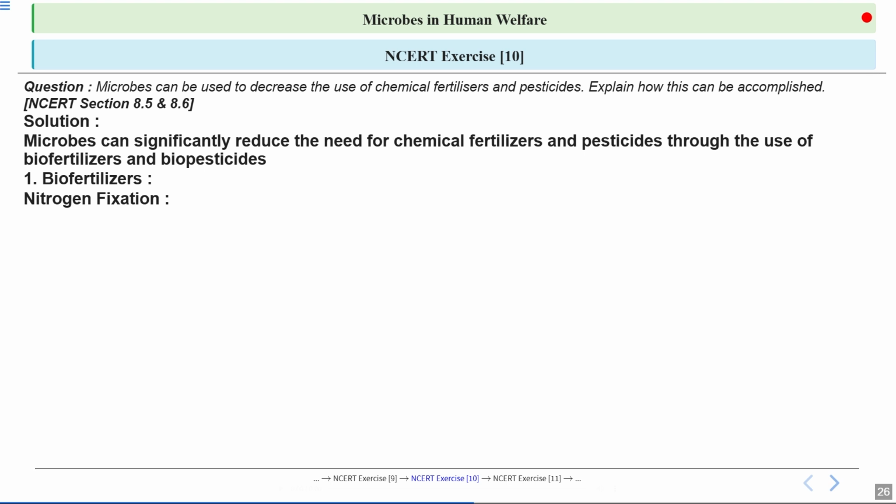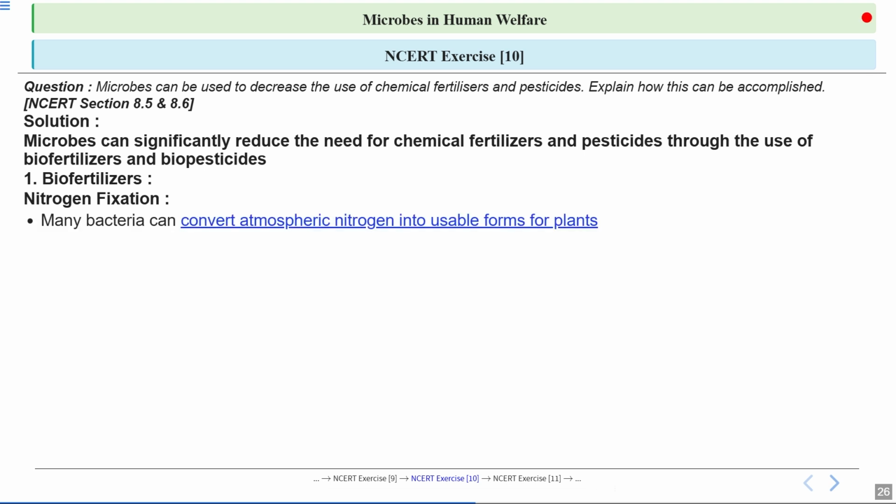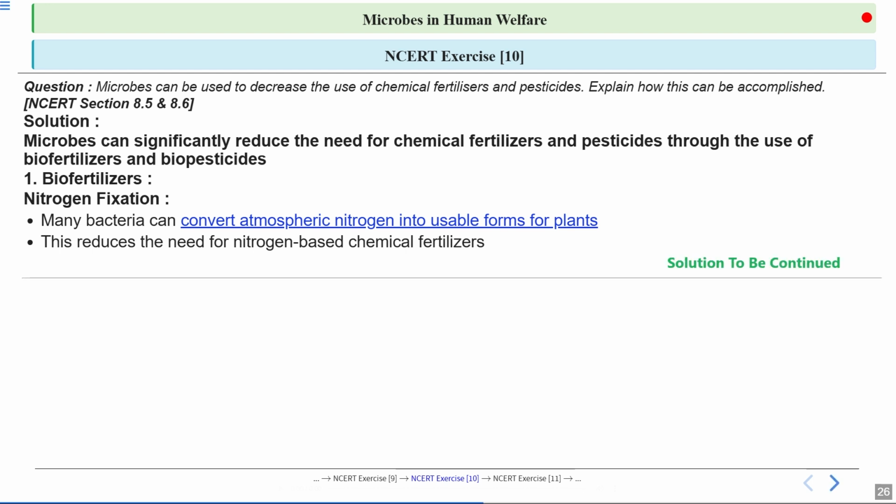These microorganisms can fix atmospheric nitrogen. What happens in nitrogen fixation? These bacteria can convert atmospheric nitrogen into forms that the plant can use. Clear? Many bacteria can convert atmospheric nitrogen into usable forms for the plant. This reduces the need for nitrogen-based chemical fertilizers. These chemical fertilizers are non-biodegradable. They accumulate in the environment, degrade the environment, and ultimately enter the food chain also.